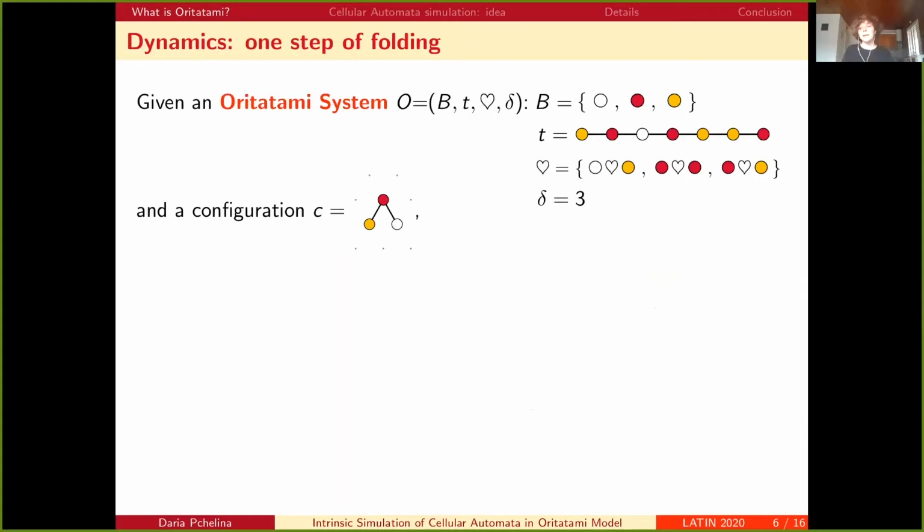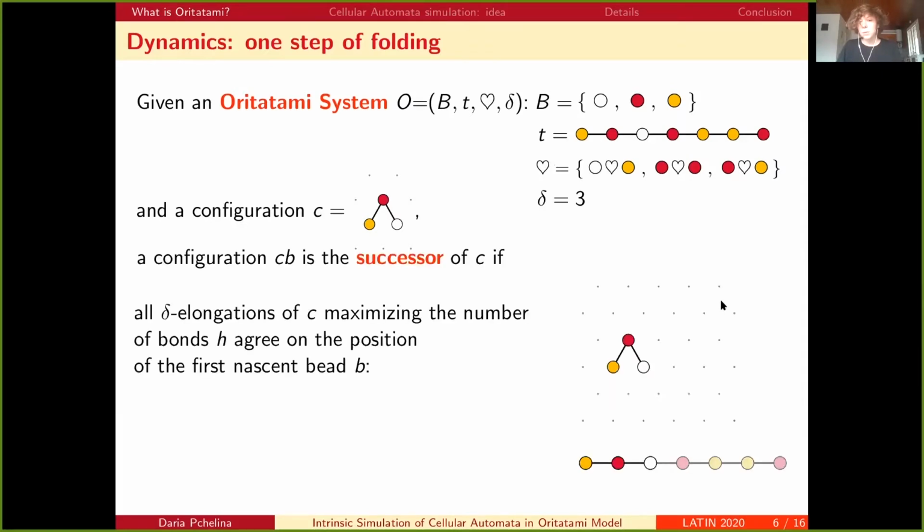Now we will define a step of folding of Oritatami. So we have an Oritatami system. It consists of the set of bits, the transcript, the attraction rule, and the delay. Given the configuration C, we will now find its successor in our dynamics. For this, we consider all the delta-elongations of C maximizing the number of bonds. For instance, this one has only one bond, as well as this one. But this, and this, they have 3 bonds, which maximize the number of bonds.